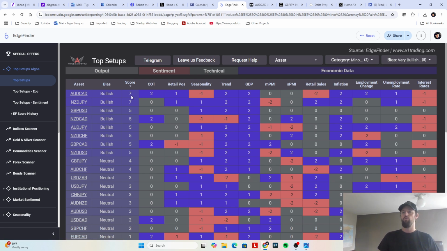I've got a bullish score of a 7 because of my sentiment, because of my economic data. A lot more blue boxes than red boxes. That means that the Aussie dollar had much better reports come out than the Canada dollar for those blue boxes, and vice versa, the Canada dollar had better reporting on the red boxes. If you add that all up, I got a positive score of a 7. Anything over 5 is bullish. So I want to try to find a long trade for the Aussie Canada dollar.